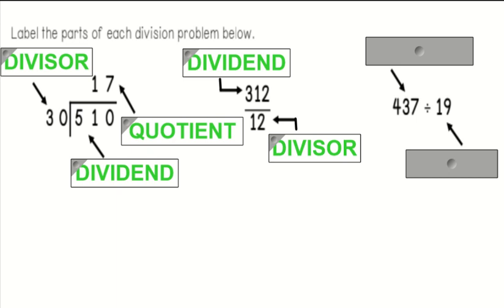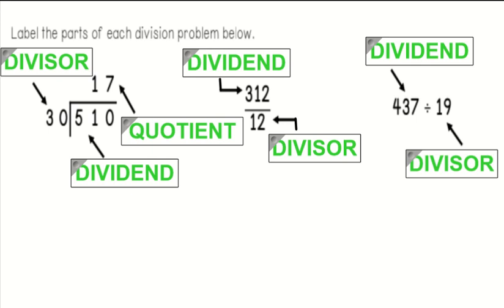All right, so based on what I've been saying, who can tell me what is the dividend on the last one? Yeah, 437 is the dividend. That's the number that comes first. When we would write it, it would go on the inside. And then the 19 is our divisor.